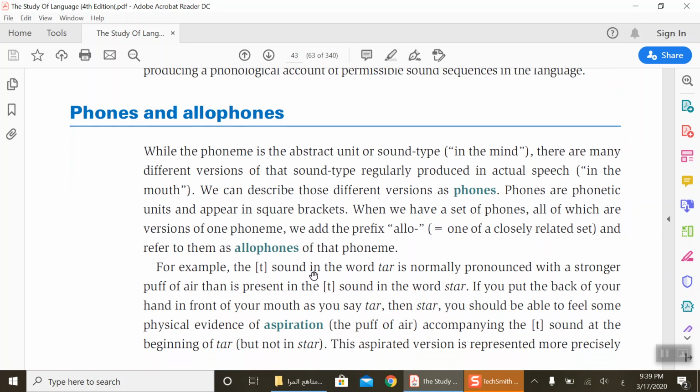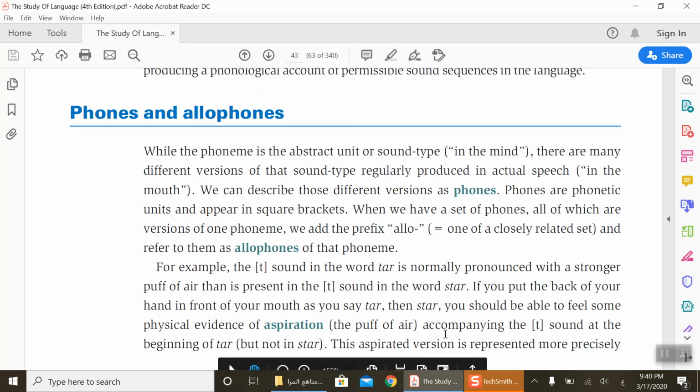If we come to the sound t, the t in the word tar is normally produced with a stronger puff of air than is present in the t sound in the word star. If you put the back of your hand in front of your mouth as you say tar and then star, you would be able to feel some physical evidence of aspiration. So here we have the definition and explanation of aspiration. What is aspiration? It means a puff of air, a short breath after stop consonants, p, t, k.